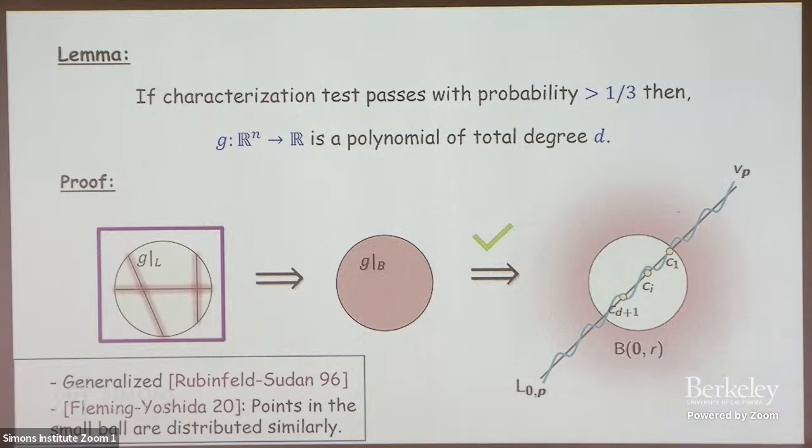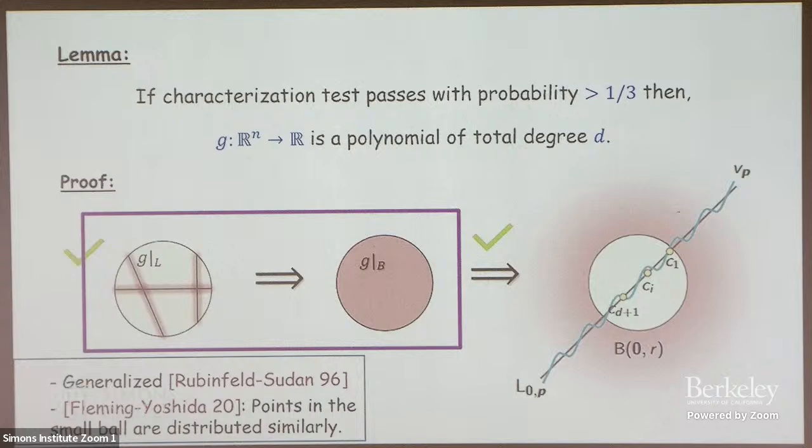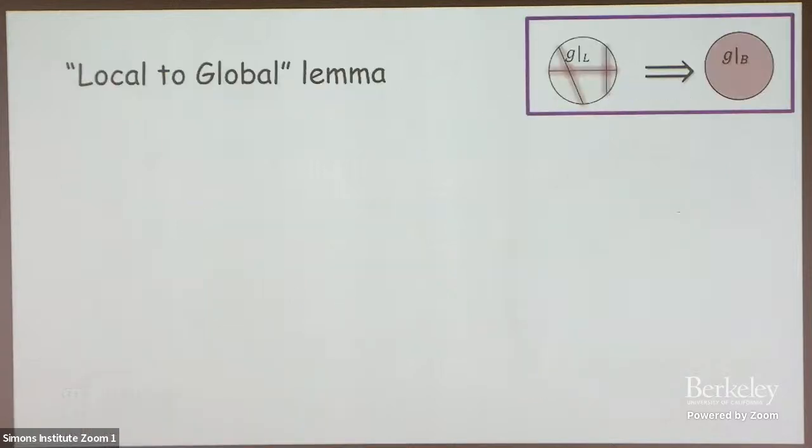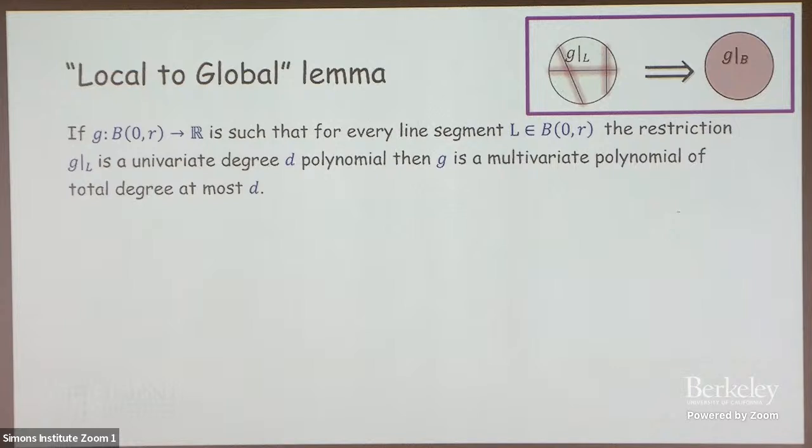The first part, we just generalize similar arguments to what happened in Rubinfeld and Sudan. They used the uniform distribution, and we use that points in the small ball are distributed very close to uniform. So this is kind of easy. The more technical part is to move from the line restrictions to the global polynomial, so let me focus on this part. We'll show a local to global lemma. What does the local to global lemma say? If on some small ball every line restriction is a degree D univariate polynomial, then the total degree of the multivariate polynomial is at most D.